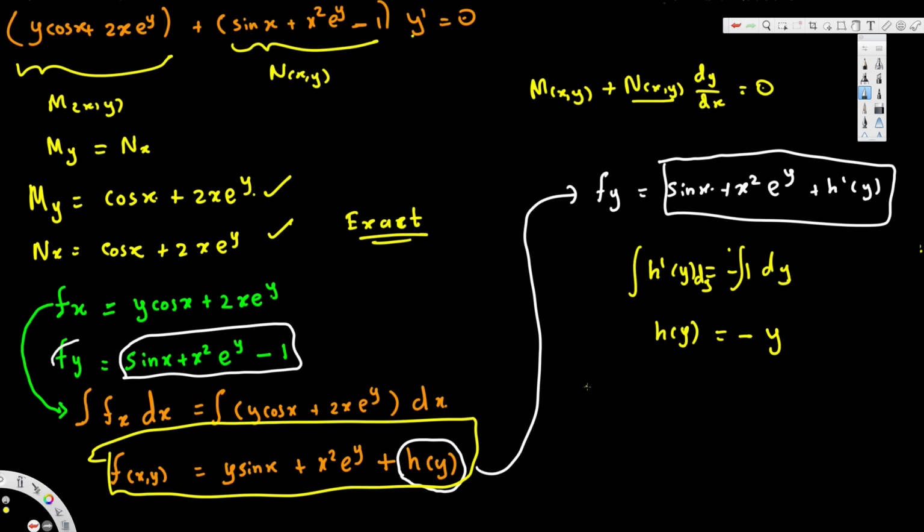Also, we have to equate everything to a constant, so in that way we don't have to worry about adding an extra constant or anything. Okay, and if you add a constant, you can equate that one to 0. Now what we have to do is equate this one to a constant: y sin x plus x square e power y minus, instead of h of y, I put -y, and this is going to be the solution for this exact differential equation, and that's how we do that.